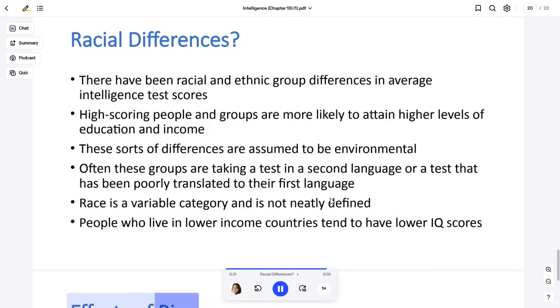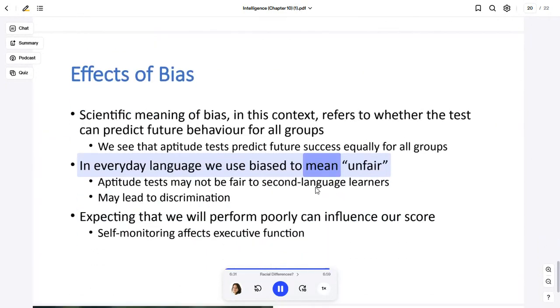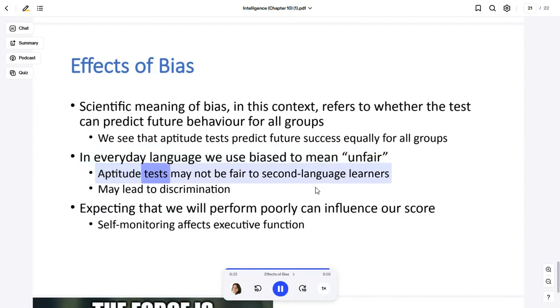Effects of bias. The scientific meaning of bias in this context refers to whether the test can predict future behavior for all groups. We see that aptitude tests predict future success equally for all groups. In everyday language, we use bias to mean unfair. Aptitude tests may not be fair to second language learners and may lead to discrimination. Expecting that we will perform poorly can influence our score. Self-monitoring affects executive function.